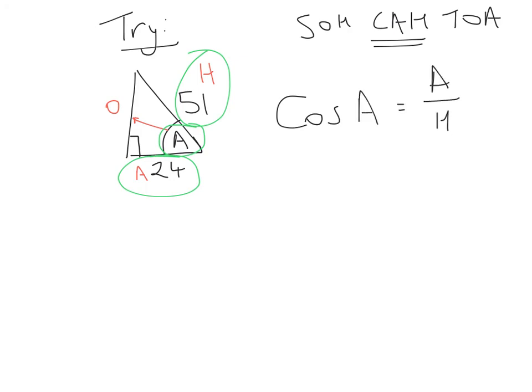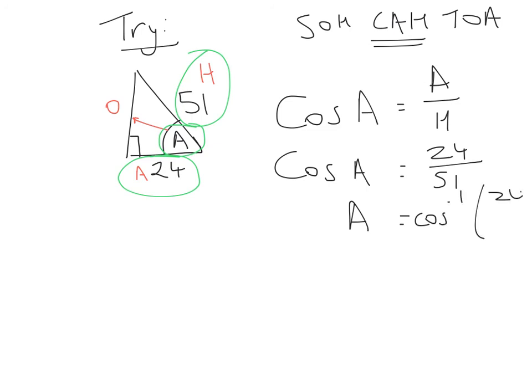So we're going to write down cos A is equal to A over H. Therefore, A, we know in this case is 24, and H is 51, and we've got our angle, which we've just called A. How do I get A by itself? Well, I need to get rid of the cos. What's the opposite of cos? It's cos inverse. So we're going to do cos inverse, or cos minus 1, of 24 over 51.